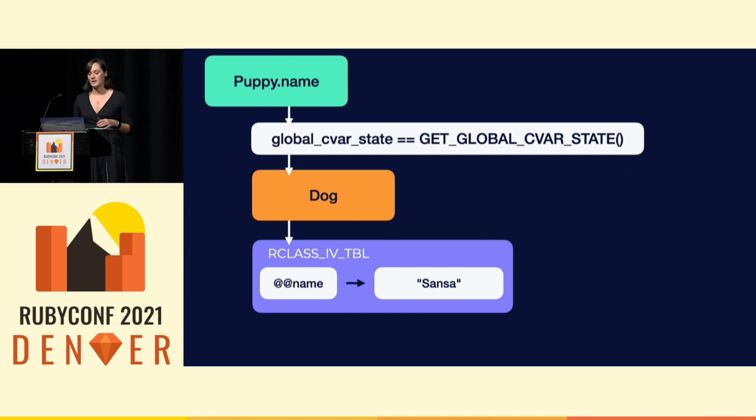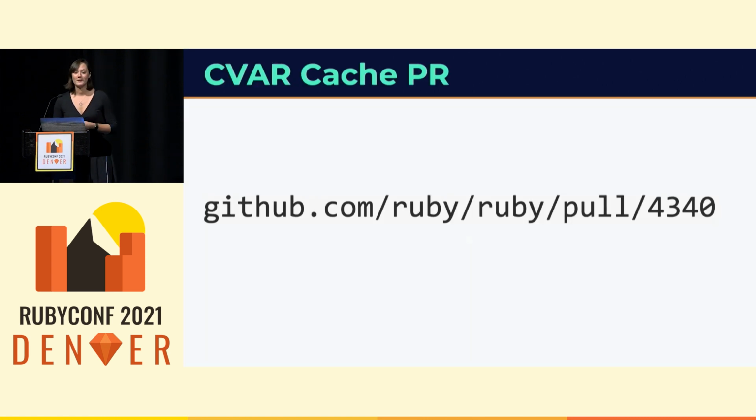In the case of an overtaken class, global CVAR state would have a different value from the get global CVAR state, and in that case, the cache is ignored. If those values are different, Ruby will then walk the ancestor chain and build a new cache for the next time. And that's basically it. As you can see, the overall cache ended up with a relatively simple design. I'm not going to show you the C code. It's really not that interesting. But if you're really interested in seeing it, you can find the PR on GitHub.